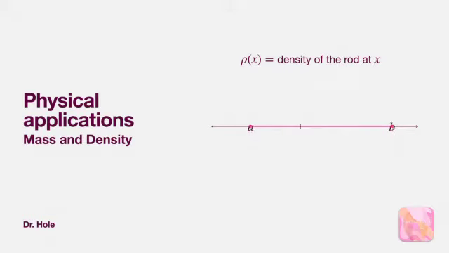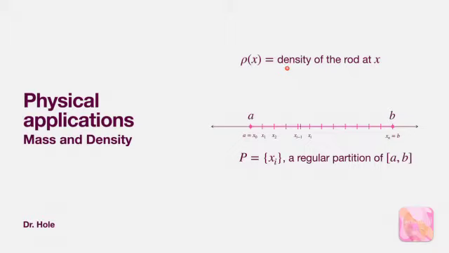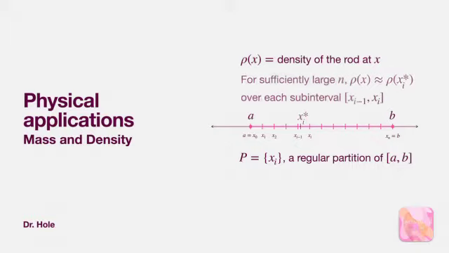Okay. So now we're assuming that rho is not constant but is a variable density function. And our objective is to recover mass as an integral of rho. If we're looking to recover an integral, we should do the normal trick, create a regular partition. Then look at a representative interval, the ith interval.